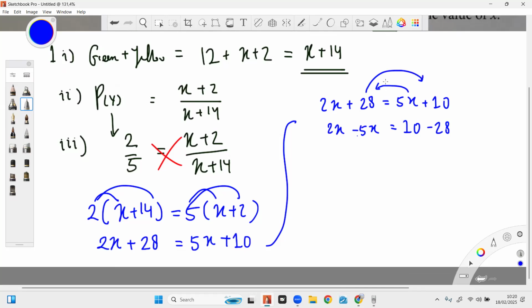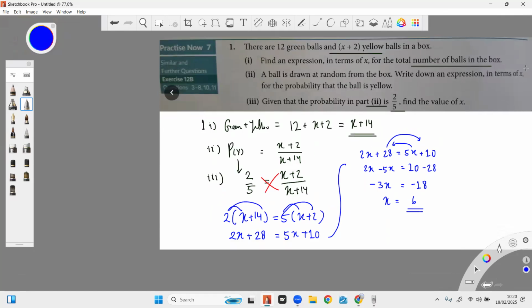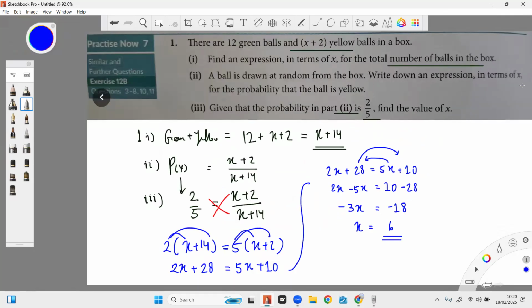Do you understand so far, guys? 2x minus 5x is negative 3x. 10 minus 28 is negative 18. So x is 6. That's it. So what is x on the question? x plus 2, the yellow is 8. Yeah, the value of x is finished, but I want to go further. What is x actually? x is a part of the yellow balls, right?